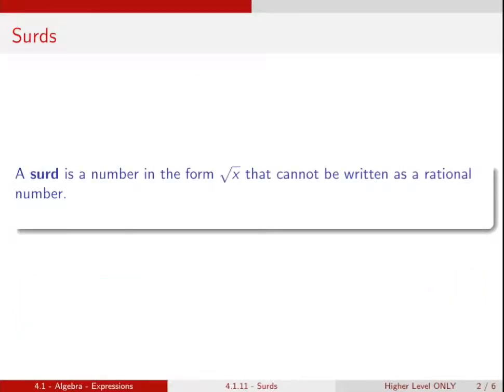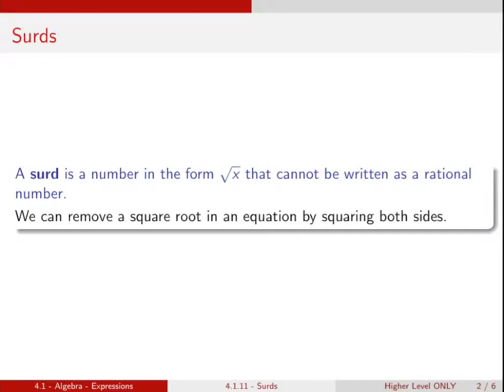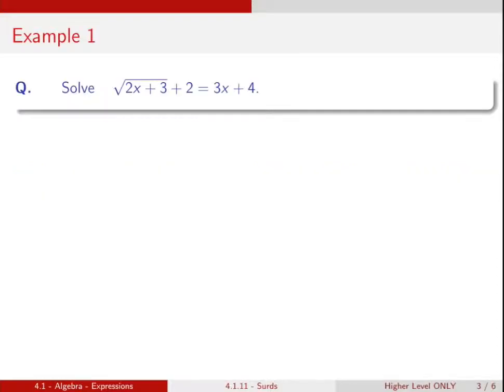So, a surd is a number in the form root of x that cannot be written as a rational number. And we can remove a square root in an equation by squaring both sides. So let's look at an example. Solve the root of 2x plus 3 plus 2 equals 3x plus 4.